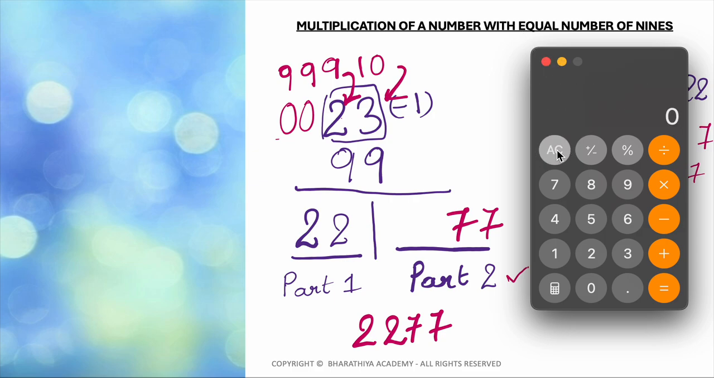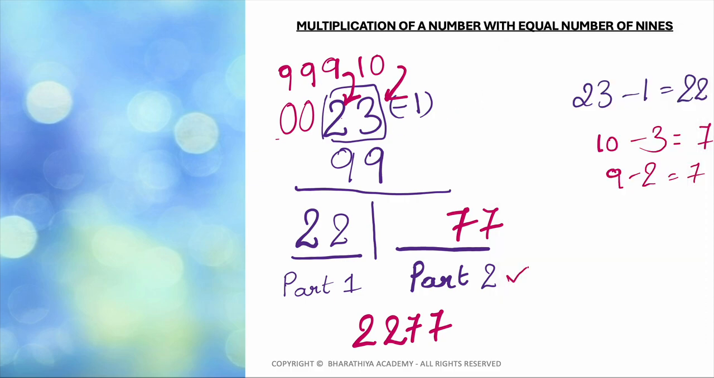Okay, so we will try 23 into 99. Okay, so that is 2277. All right, so we have also verified the answer using the calculator. Now that you have understood the concept, let's try a few more multiplications so that we are thorough.